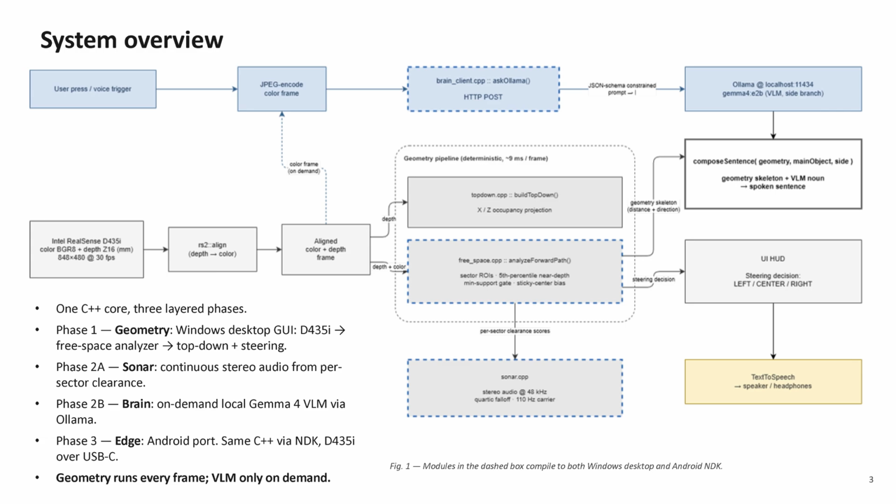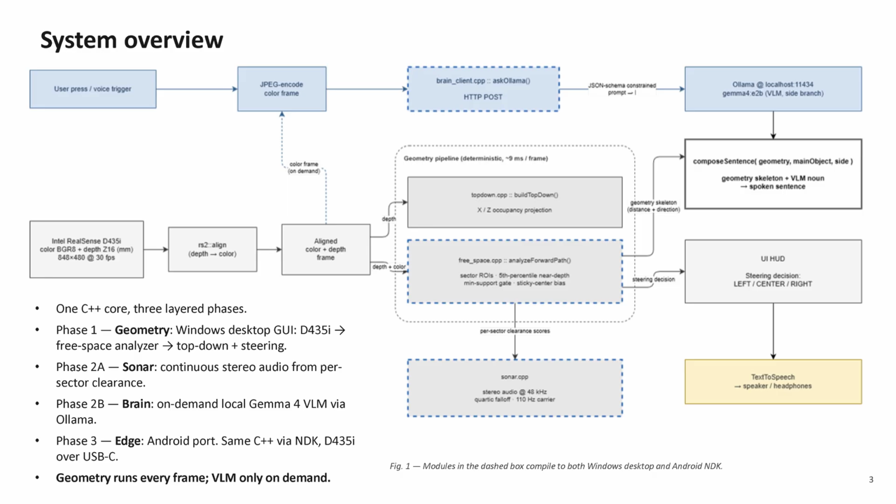Phase 2B adds what I call the brain. That is the system that the user actually talks to. It's a local Gemma 4 vision language model running through Ollama or llama.cpp. When the button is pressed or a question is asked, you get a spoken answer back.